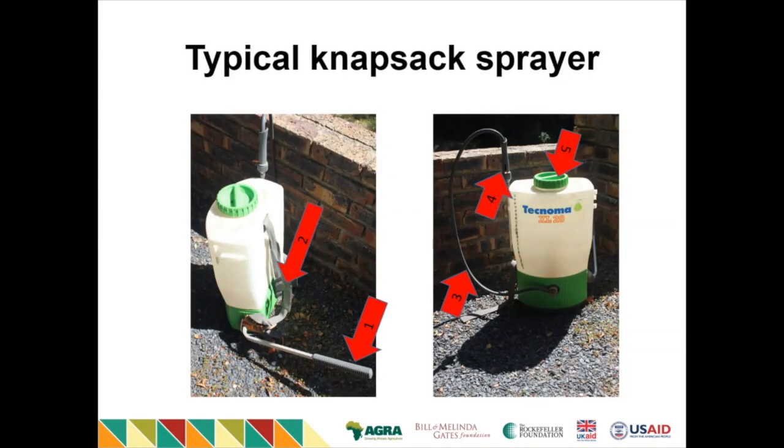These two photographs, of course, illustrate a typical knapsack sprayer, and one of the exercises you can do with trainees is use these photographs to ask them if they know what the various components of a sprayer are. So one can, for example, ask them what number 1, 2, 3, 4, and 5 are. And by interacting with the audience in this way, people often learn about these things much better than when one actually just shows it to them.